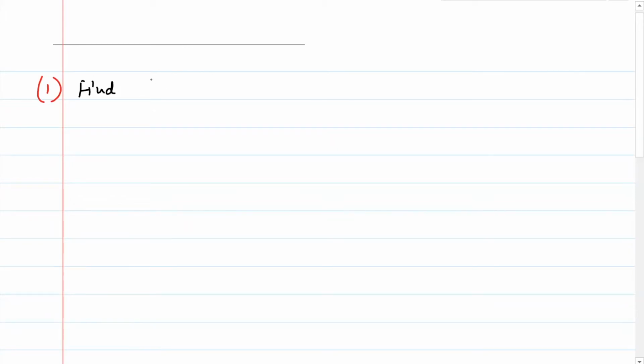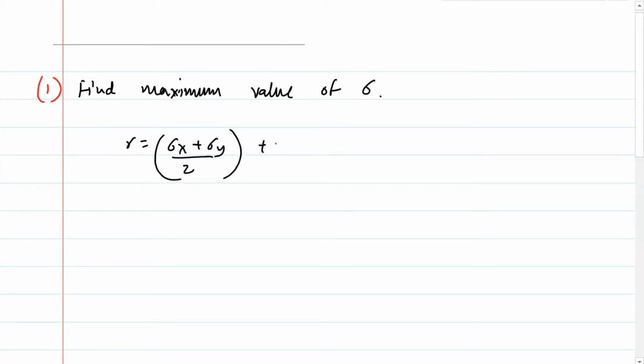Find the max, or maximum value, of sigma. When I say maximum value, I want to find at what inclination I get the maximum value. So if you remember, sigma equals sigma x plus sigma y divided by 2, plus sigma x minus sigma y divided by 2 cosine 2 phi plus tau xy sine 2 phi.